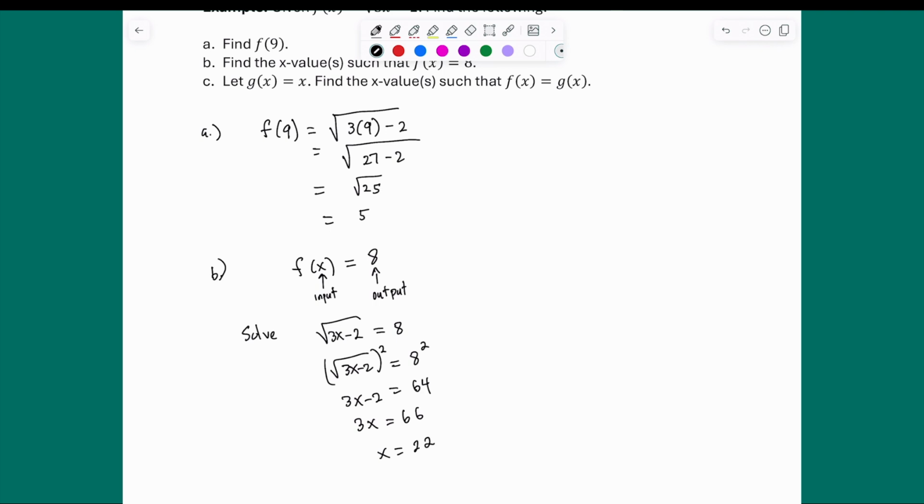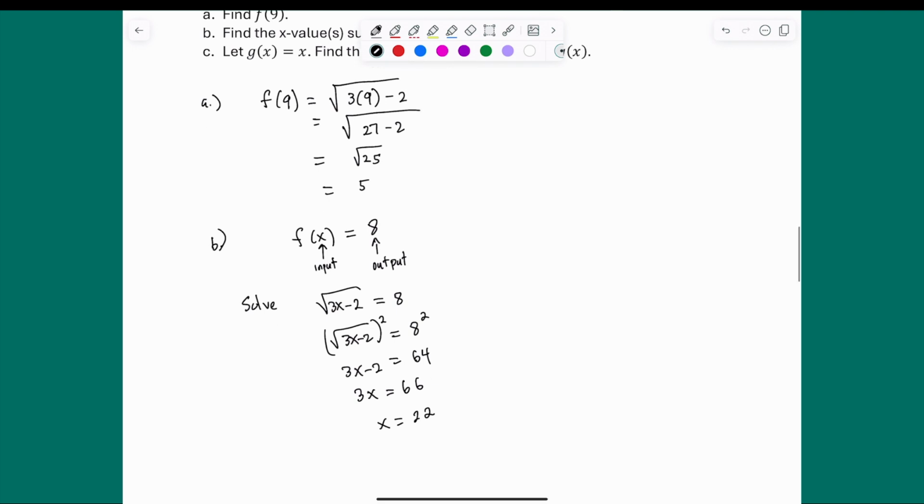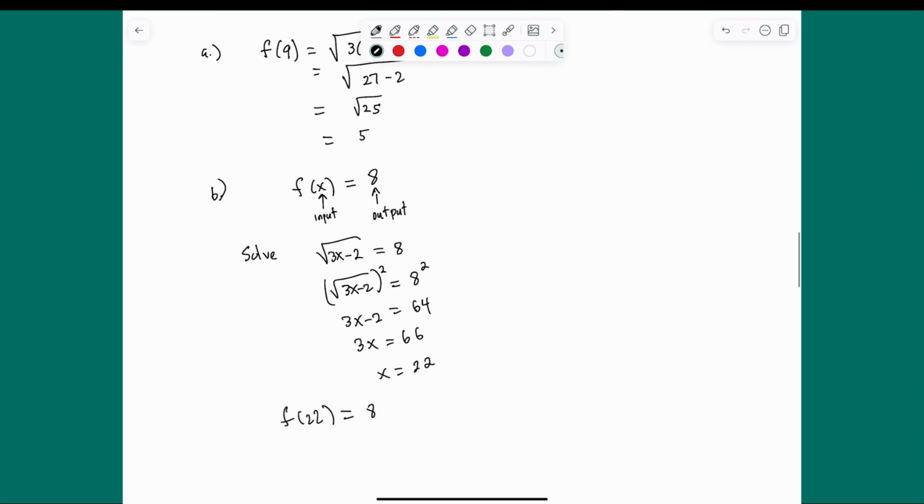So an input of 22 would give us 8. And you could double check that by plugging it into the function to see that you get an output of 8.